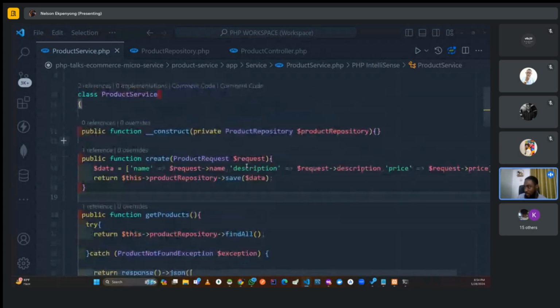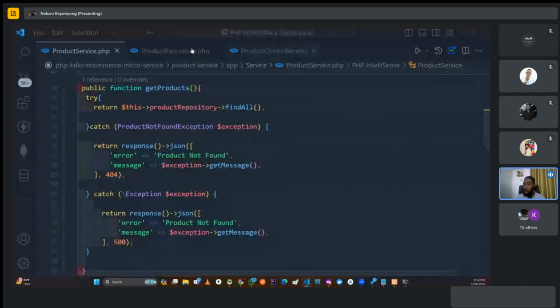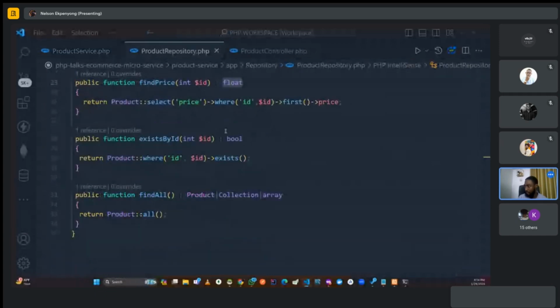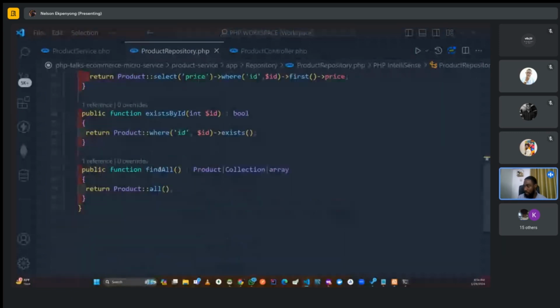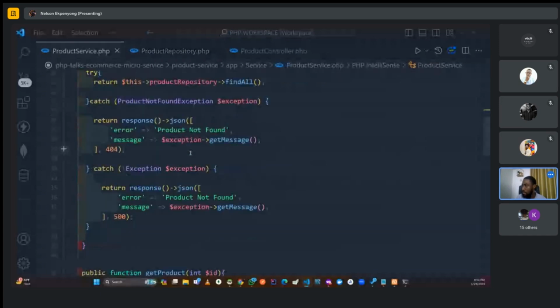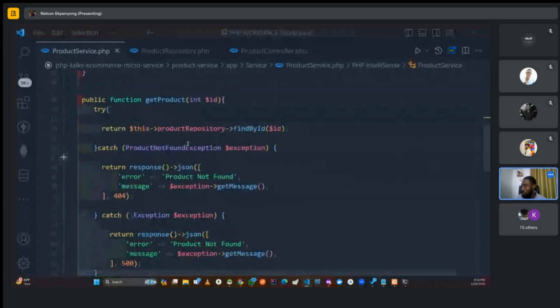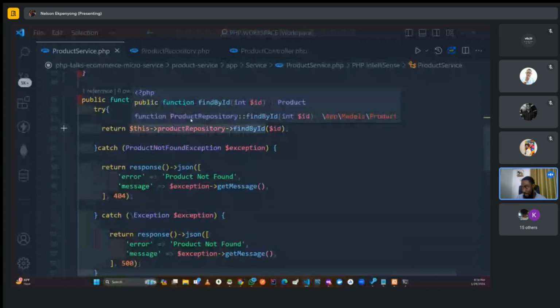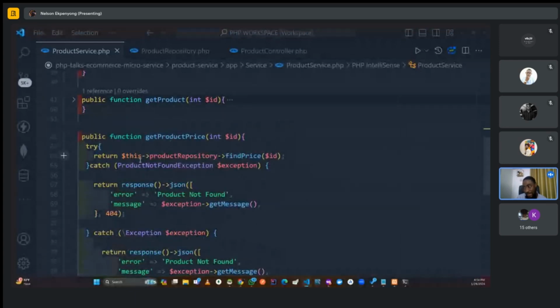I'm simply saying this repository save, getting the product, this repository find all. Basically, I am calling the find all here, right? I'm calling the find all, this guy. Then get products, as I do. Let me fold them. Get product by ID: I'm calling repository find by ID, passing the ID here, right? And then get product price: I'm saying this product repository find price. Remember, all those methods are here in the repository.